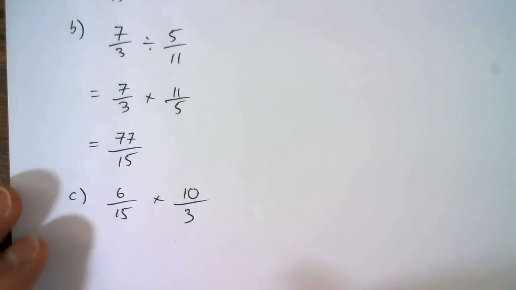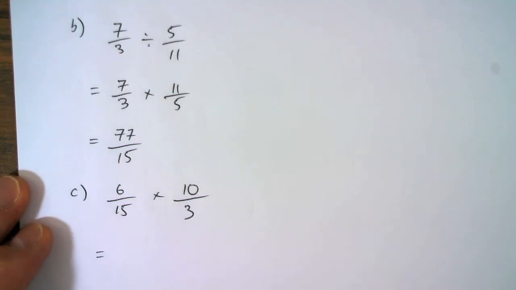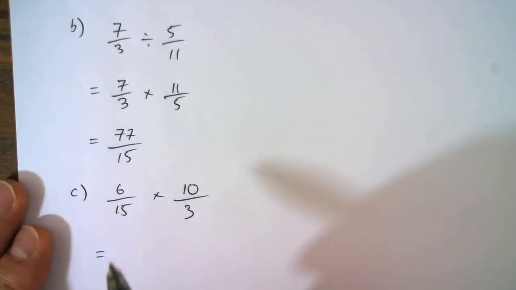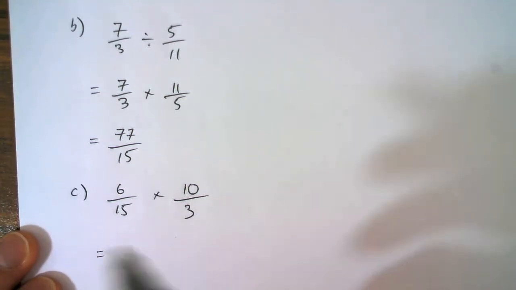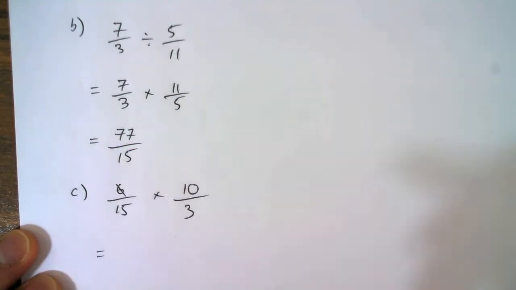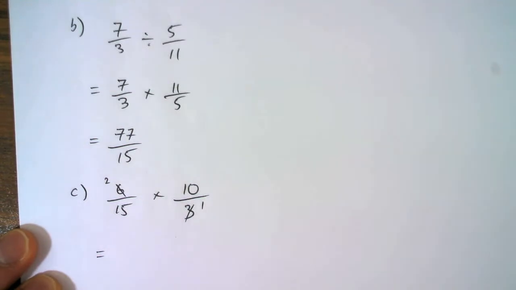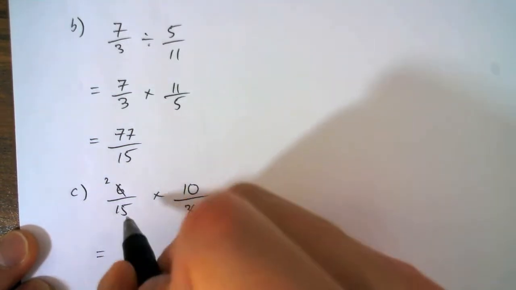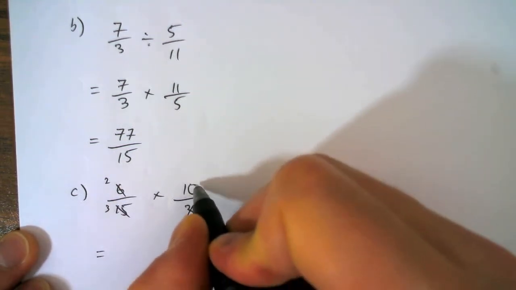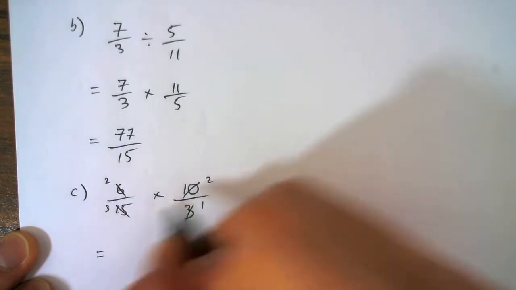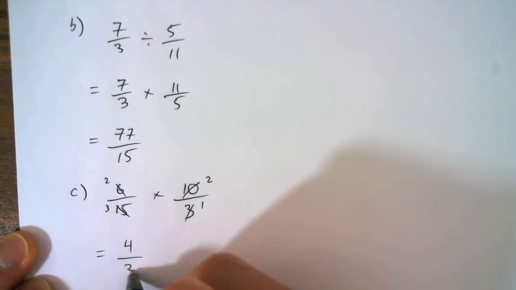Sometimes when we're multiplying two fractions, we can simplify along the way. And so we know that we're going to have a 6 divided by 3 when we finish multiplying this. So even before we do that multiplication, we can replace the 6 with a 2 and the 3 with a 1. And if we divide the 15 by 5 and the 10 by 5, we get 3 and 2. So 2 times 2 is 4, 3 times 1 is 3.